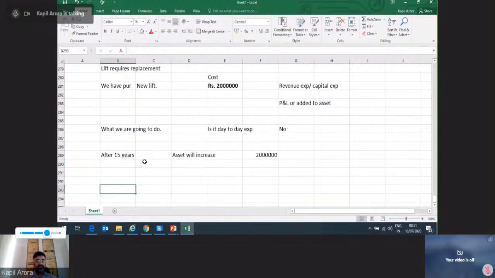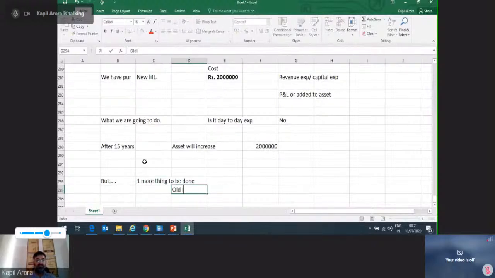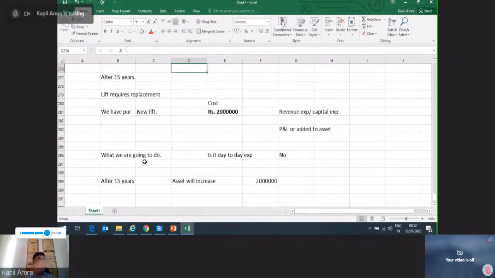But one more thing to be done, that is the old lift which is there in my books, because it's supposed to get depreciated over 20 years.